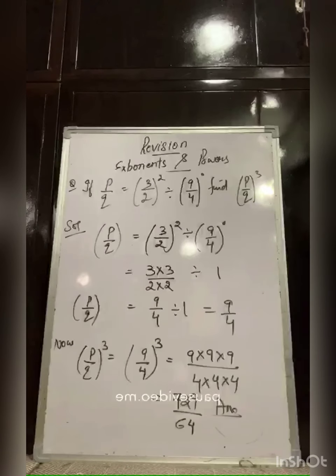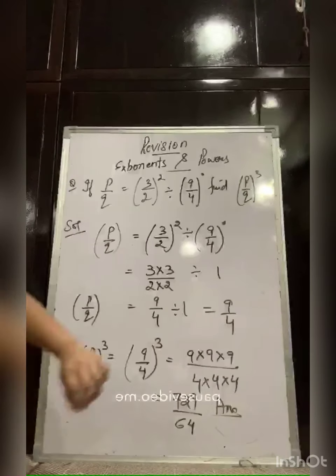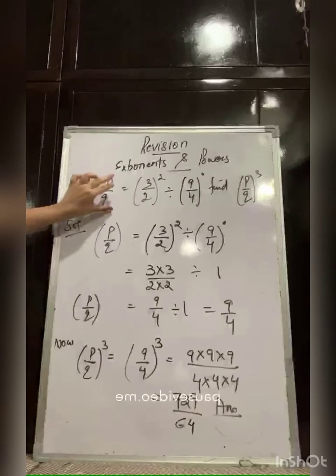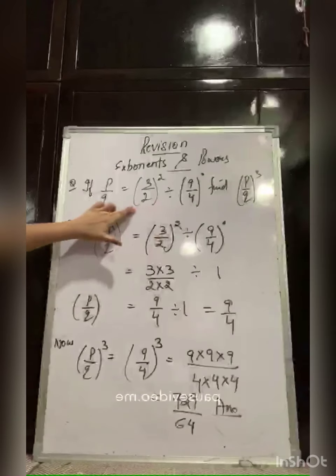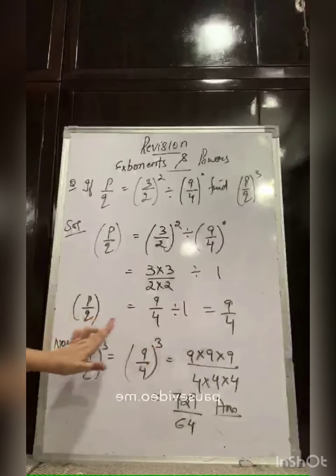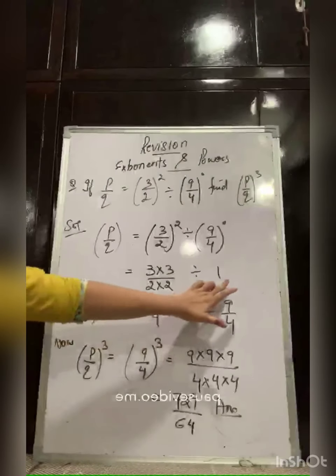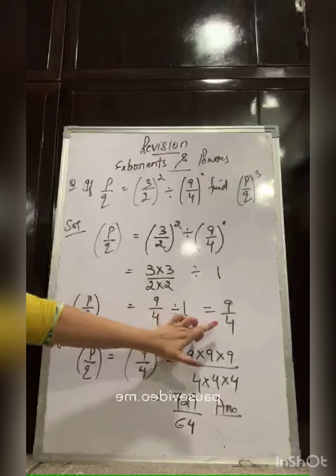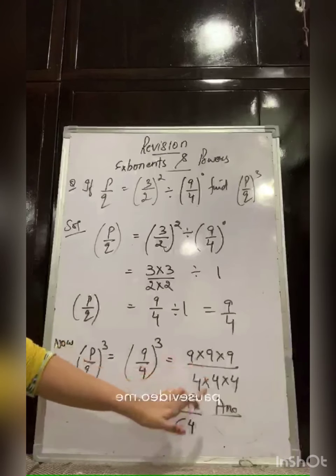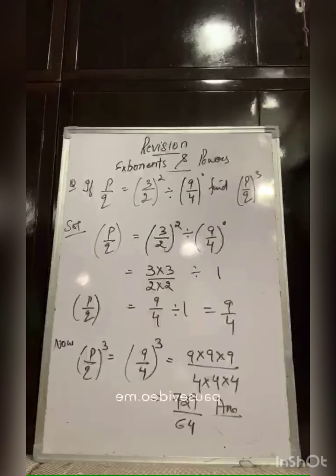729 by 64. So in this question we had to find (p by q) whole cube. For that, whatever p by q was given to us, we have solved that, right? After solution we got the value of p by q, right? Then that value we put in this (p by q) whole cube, and after solving we get 729 by 64.